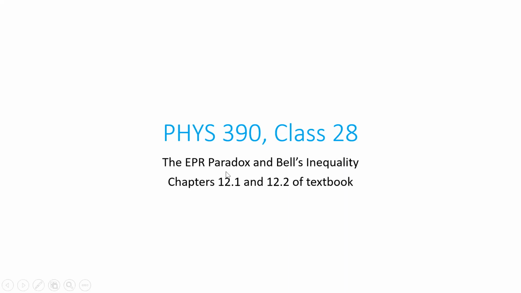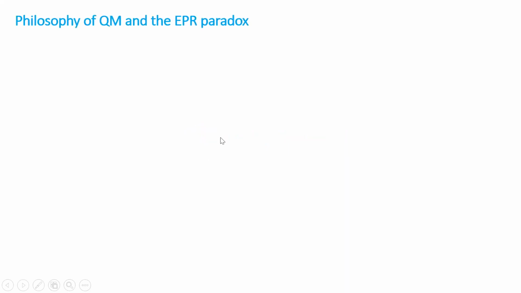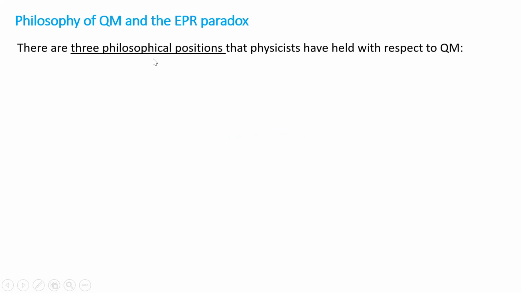So let's get into the specifics. This comes from chapters 12.1 and 12.2 of our textbook. So first, a little bit on the philosophy of quantum mechanics before we get into the EPR paradox. Broadly speaking, there have been three philosophical positions that physicists have held with respect to quantum mechanics.